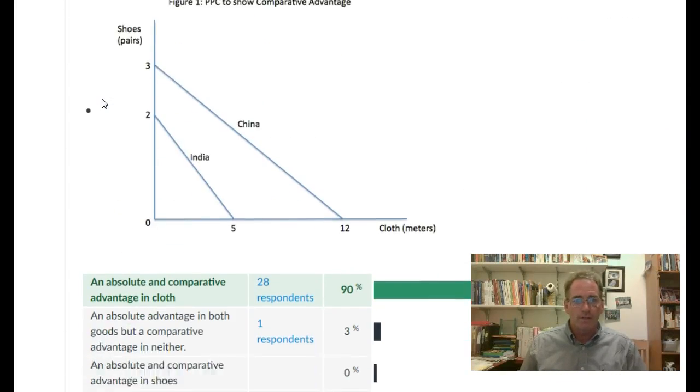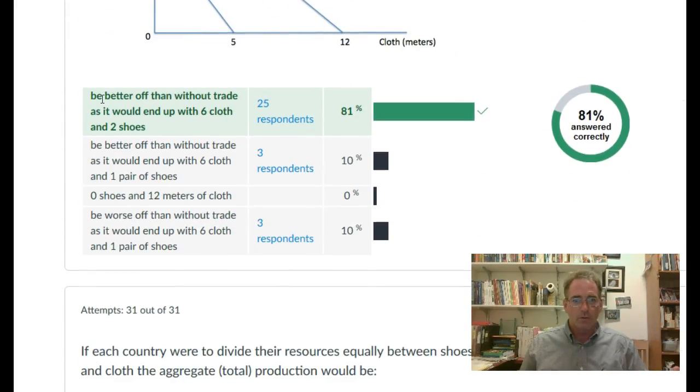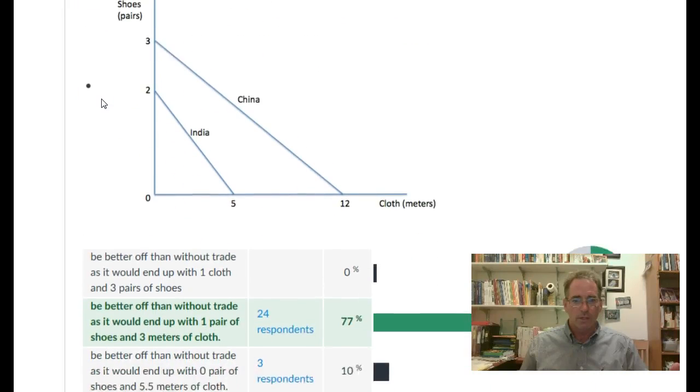I will do one of these comparative advantage problems just for those few that were not quite sure how it works. And I'm going to pick the one that the class did worst on, which I think was this one.